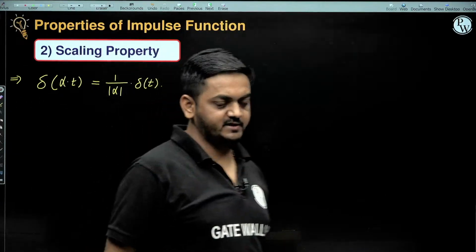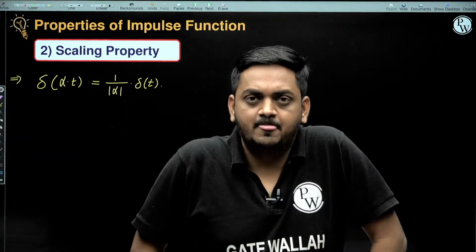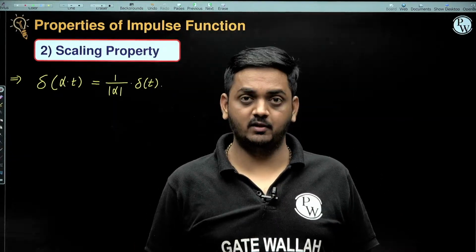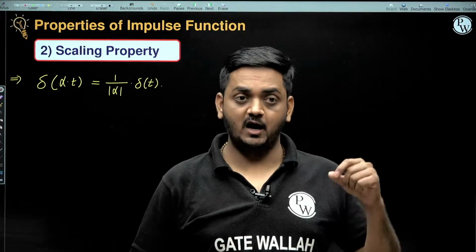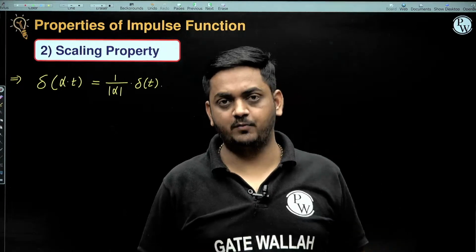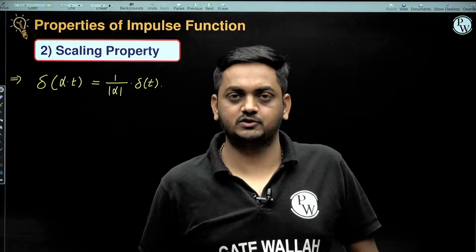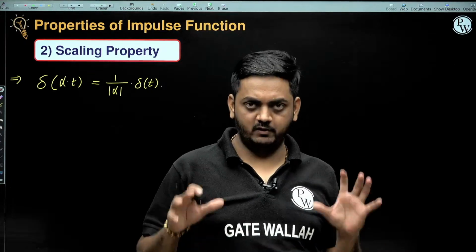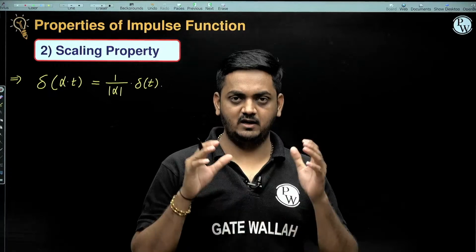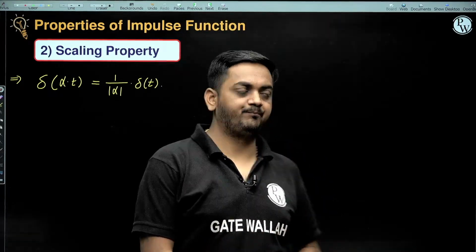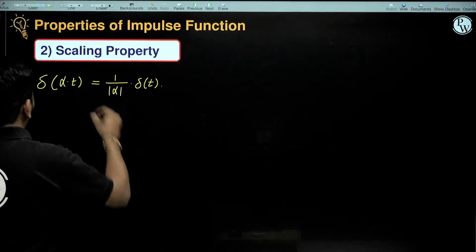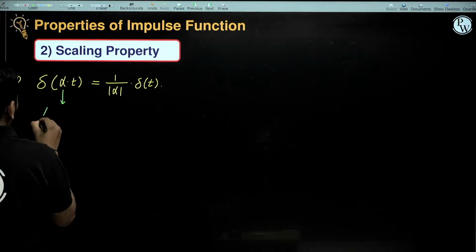Now, proof of each and every property is available, but in the GATE exam I think proof is not required. Simply you have to remember the properties and how to use them in the question. Wherever proof is needed, definitely we will derive the proof also.